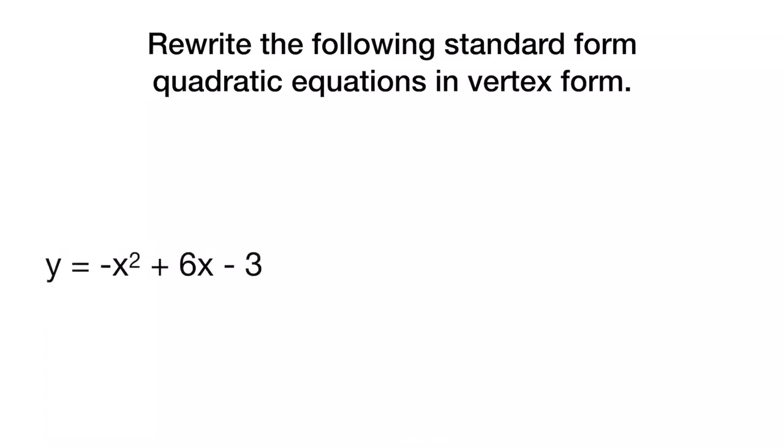Okay, let's try this. In this case, -b, so -6 over 2 times -1, because our a is -1 if it says -x squared. That means our vertex starts out at 3.